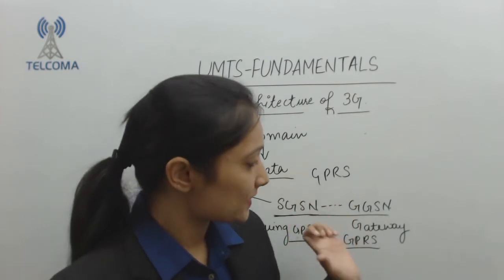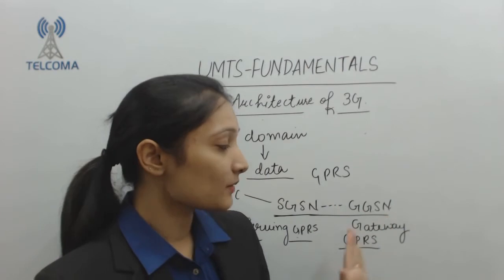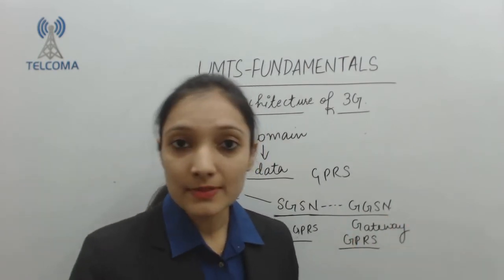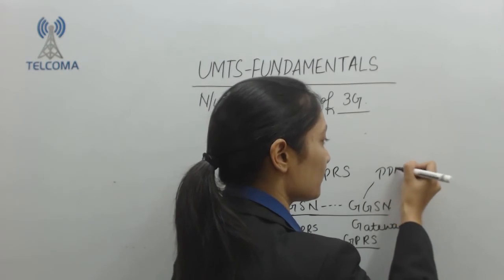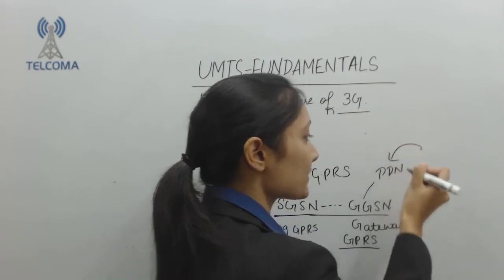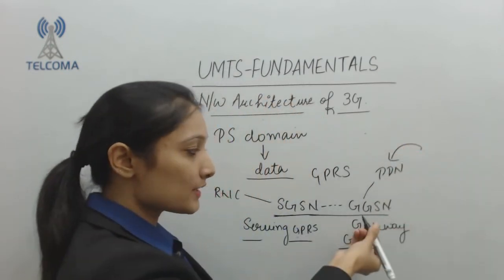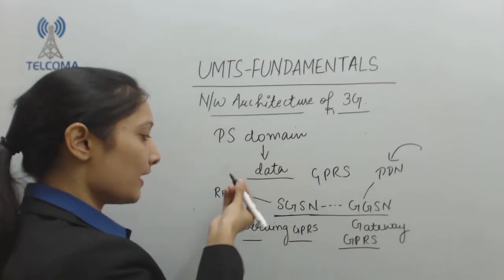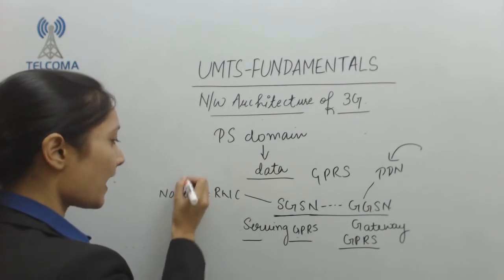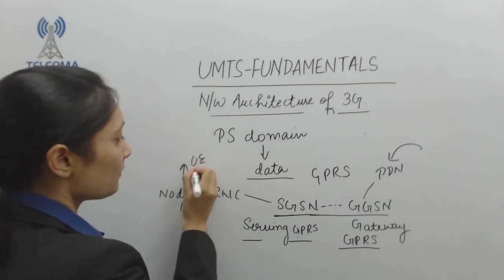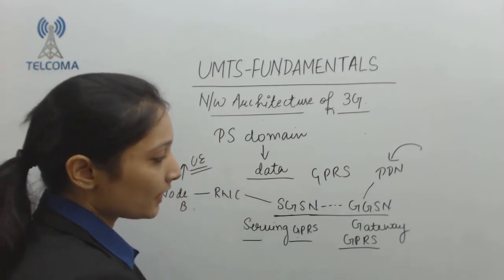After that, we have the GGSN, Gateway GPRS Support Node, which helps us to connect to the external packet data network. If the data is coming from some external network, it will come through GGSN, then to SGSN, radio network controller, respective node B, and then to the particular user.